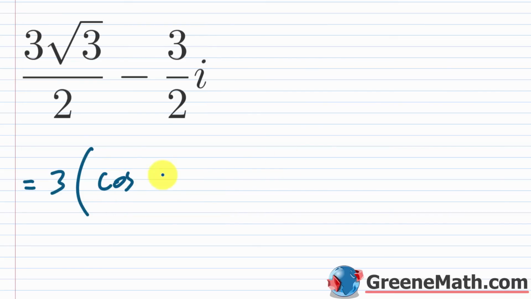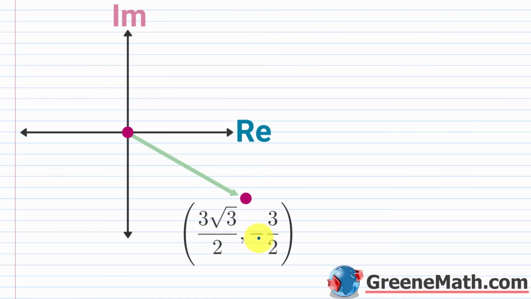So this is the cosine of theta, plus I times the sine of theta, and then close that down. If you make a sketch of this, you can see you're going to be in quadrant 4. From the origin, you're going to the right by 3 times square root of 3 over 2, and then going down by 3 over 2.